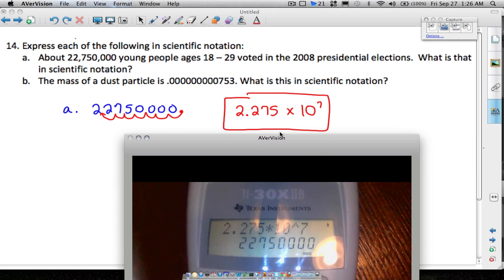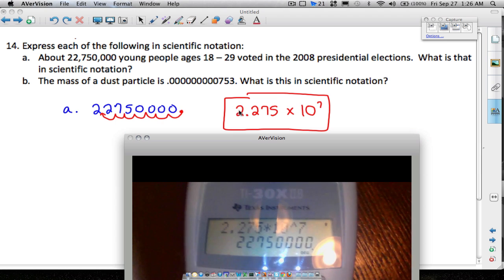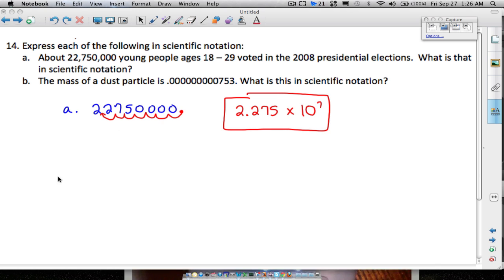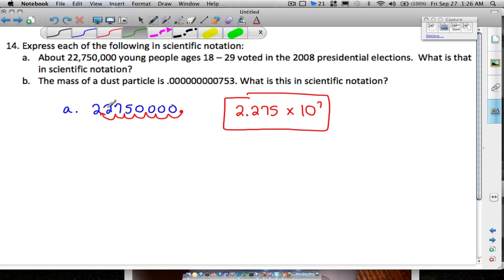But that's scientific notation. Again, you only want one digit to the left of the decimal, and then since we move to the left, we want to use a positive exponent. However, for question B, it's going to be kind of the opposite. That's a really small number. The mass of a dust particle. Dust particle, I mean, you dust your house. A little tiny piece of dust, very light. The mass of it, pretty much nothing, but hey, we have a number here.